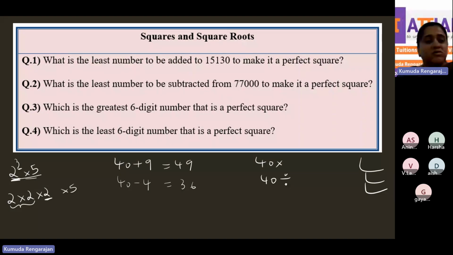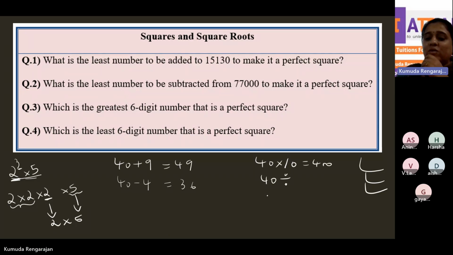So you need one more 2 to make it a pair. Here this 5 also, you need one more 5. So what is 2 into 5? 10. 10 is the smallest number by which it should be multiplied to make the perfect square. And what is 40 into 10? 400. Correct? Similarly, 40 divided by 10 is what? 4. So 400 is a perfect square.